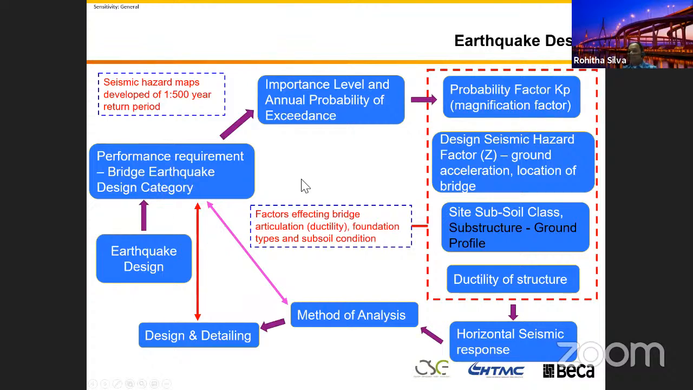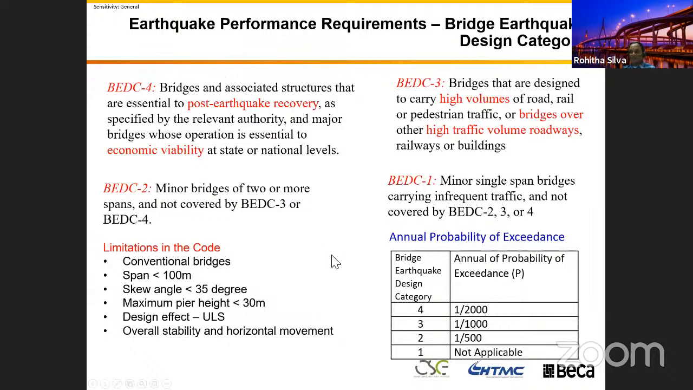So then I will explain to you what the performance requirement described in this category is. There are 4 categories. The higher the number, the higher the performance requirement. I will start with the higher one. Bridges and associated structures that are essential to post-earthquake recovery as specified by the road agencies, and major bridges whose operation is essential to economic viability at state or national levels. Okay.